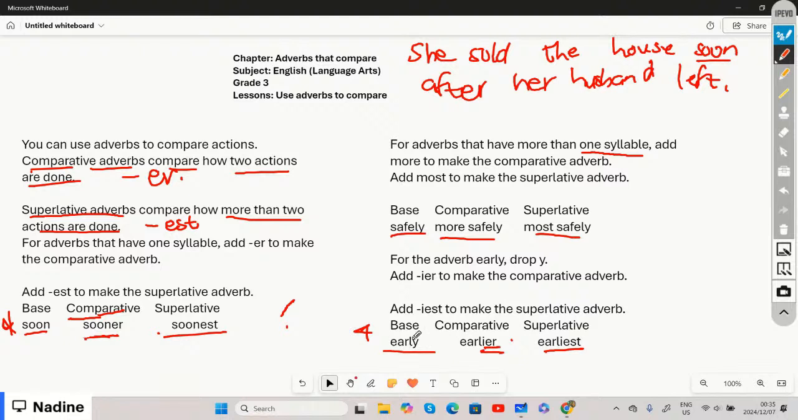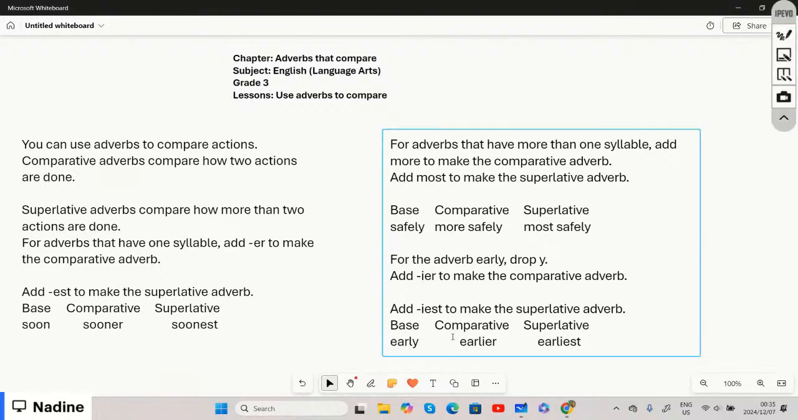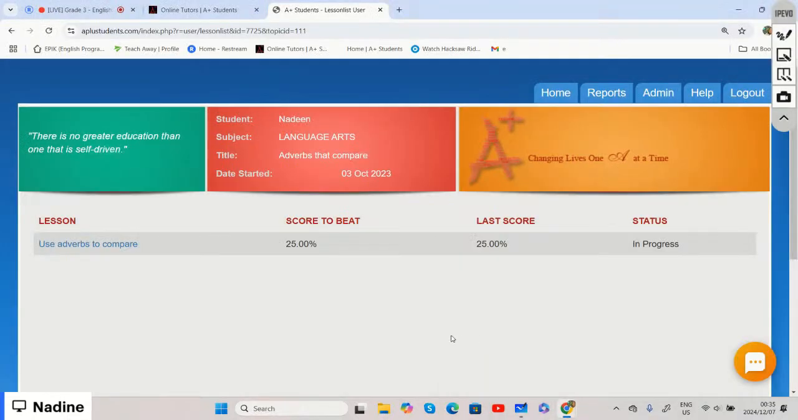Well done. So now we're going to a+students.ca, and we're going to use adverbs to compare. So we are using adverbs to compare.